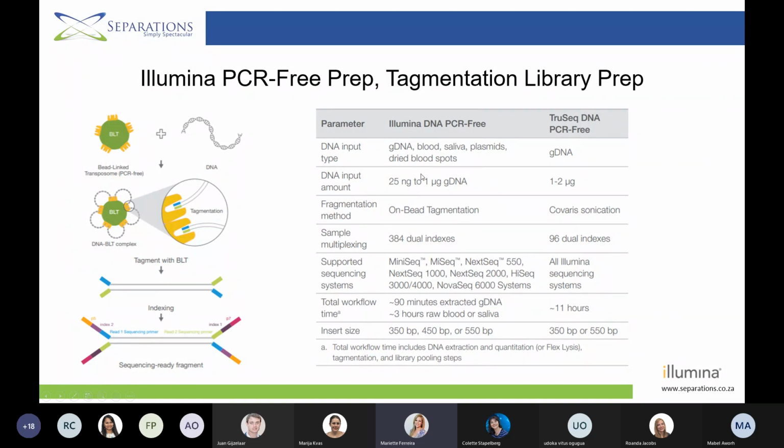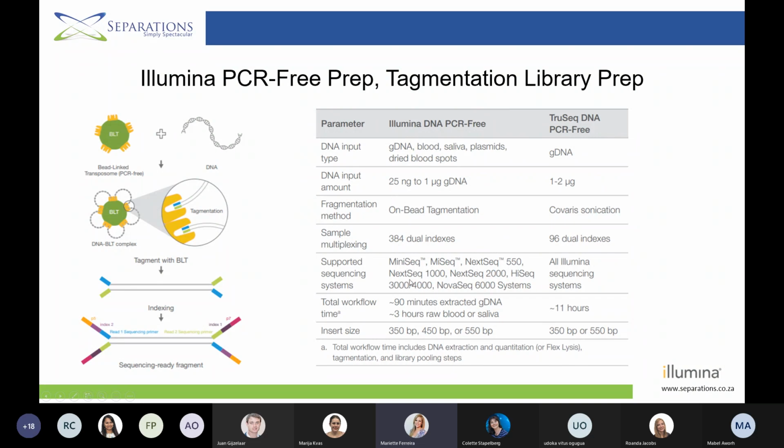With your input amount, you can go as low as 25 nanogram up to 1 microgram of gDNA. And with the older kits, you needed quite a lot of DNA to sequence, 1 to 2 micrograms. The fragmentation method, as I explained, is on bead with the bead-linked transposons. And with the TruSeq kits, you need that Covaris sonication. We've also got 384 dual indexes, so you can multiplex 384 different samples. With the older kits, you could only multiplex 96 samples because we only had 96 dual indexes available.